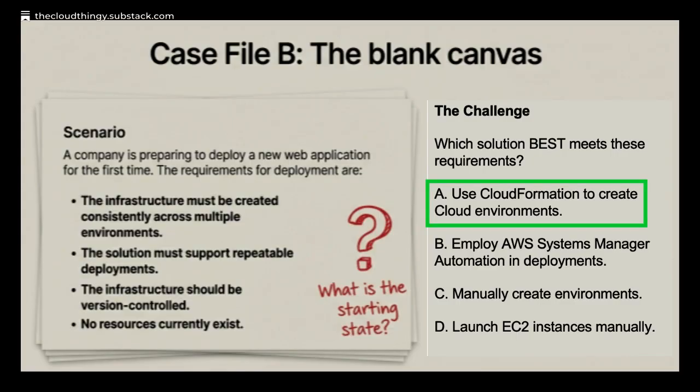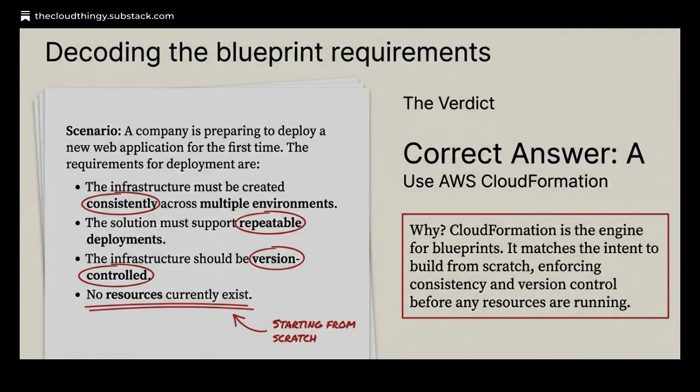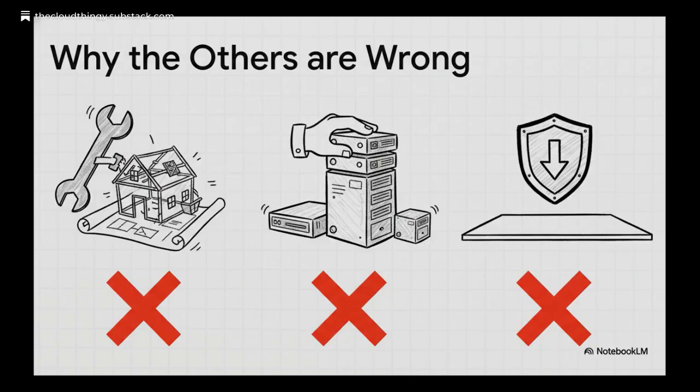It's A. CloudFormation is the poster child for infrastructure as code at AWS. It was built from the ground up to do exactly this task. Provision resources from a template, make sure it's the same every single time, and you can check it into version control. It's a perfect match for the intent, and this really highlights why the others are wrong.